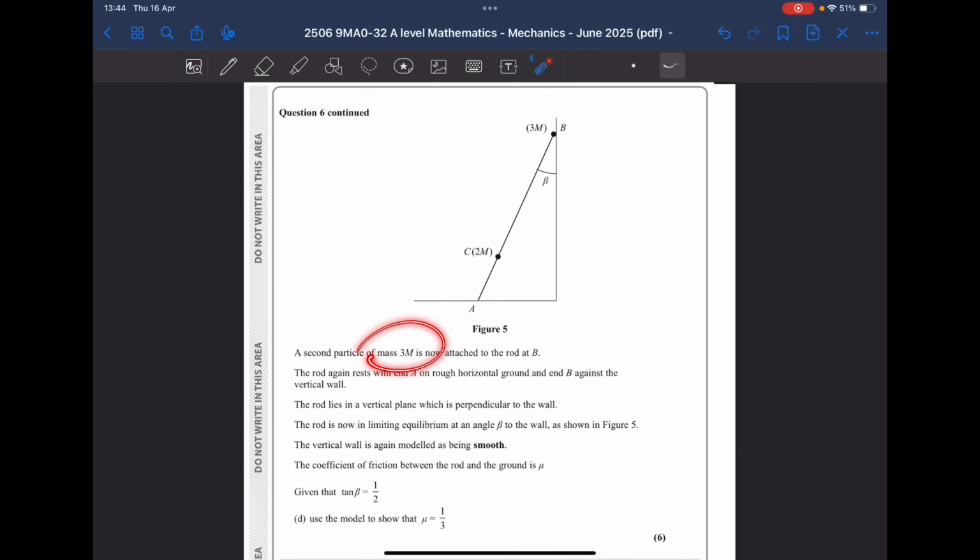We've got another bit over here as well then. Second particle, mass 3m, is now at the top of the rod. Again, it's on a rough horizontal ground against a vertical wall. Let's say with a bit 3m. We can put our 3mg coming down here. We still have a 2mg over there. Still the mg in the middle.